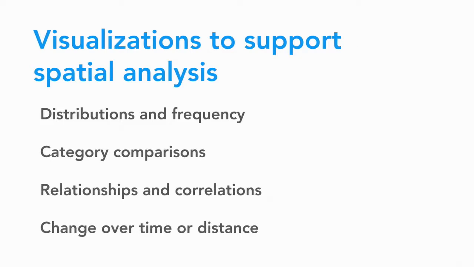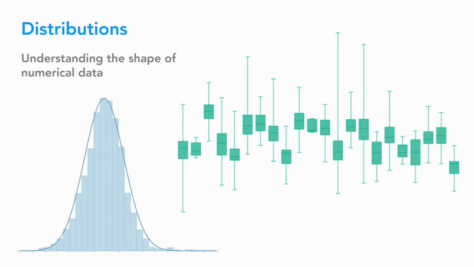And the different functions that we needed to support were visualizing distributions and frequency, visualizing category comparisons, relationships and correlations, and change over time or distance. So with distributions, we're understanding the shape of numeric data. So we can create a histogram, we can create box plots. We've also included QQ plots recently, which are used to compare 2 distributions to each other. The box plots are great because you are comparing multiple distributions across categories. And the histogram, of course, is just one of the most classic ways of examining your data.